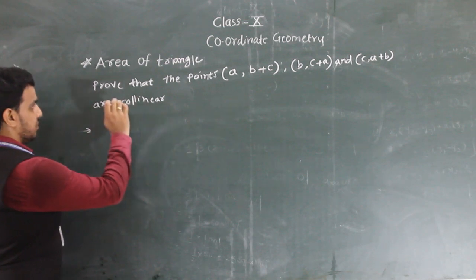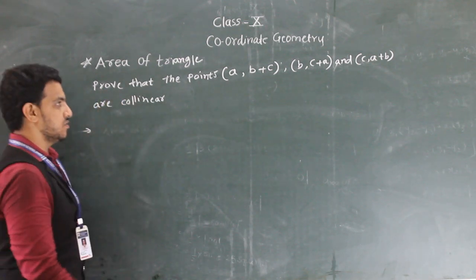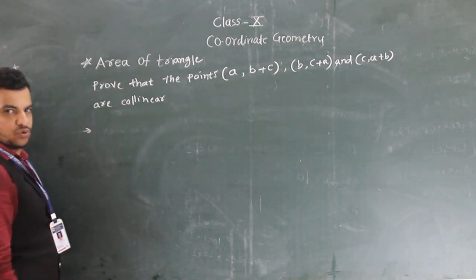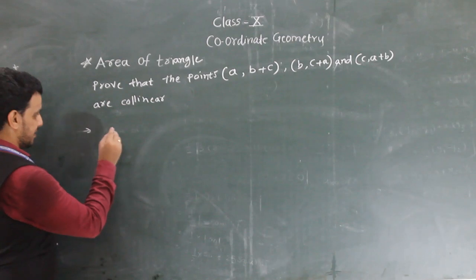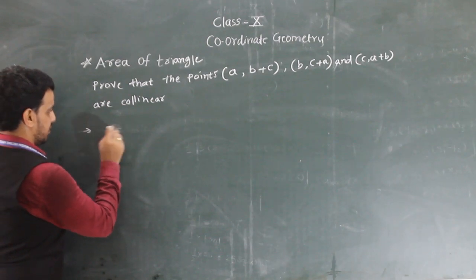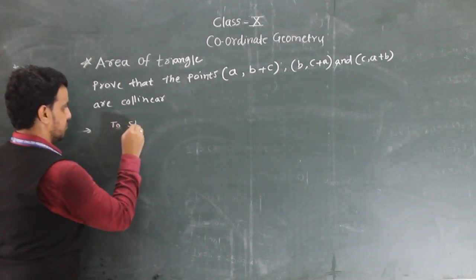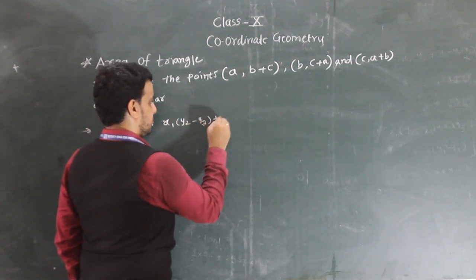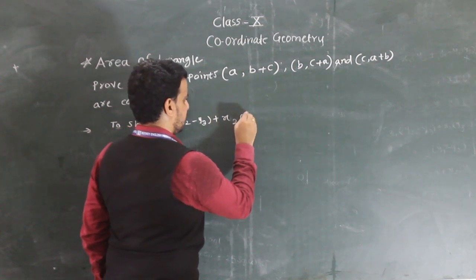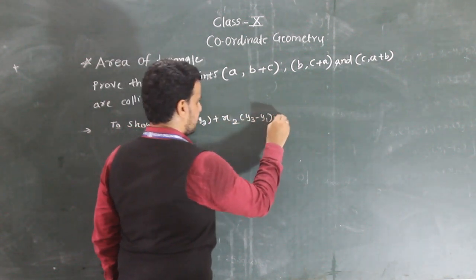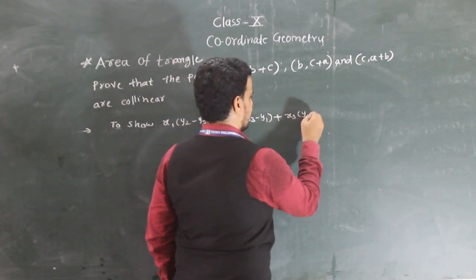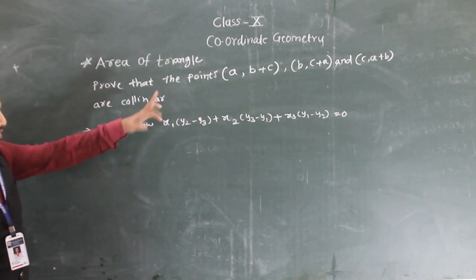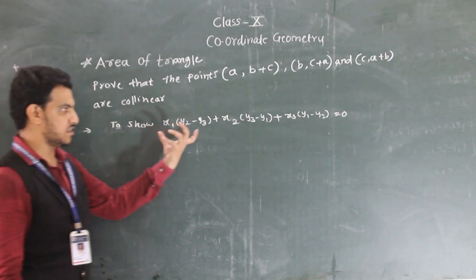Okay, now the second example is, prove that the points, these 3 points given, are collinear. We have to show that these points are collinear. So if points are collinear, it means area of triangle ABC is 0, that is x1 into y2 minus y3 plus x2 into y3 minus y1 plus x3 into y1 minus y2 is equal to 0. So if you have to show that these three points are collinear, you have to show that this term is 0.